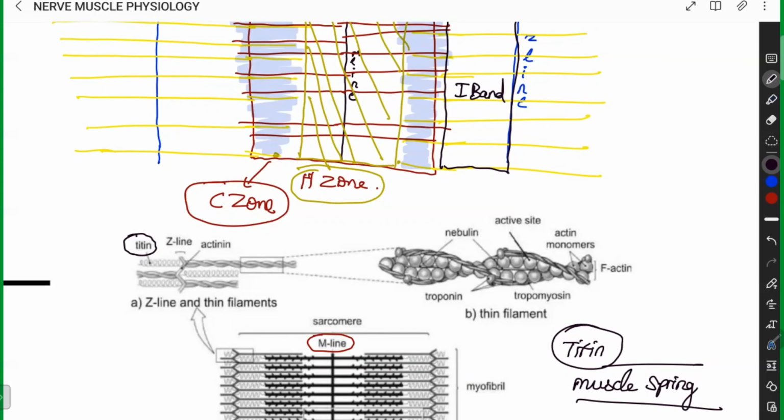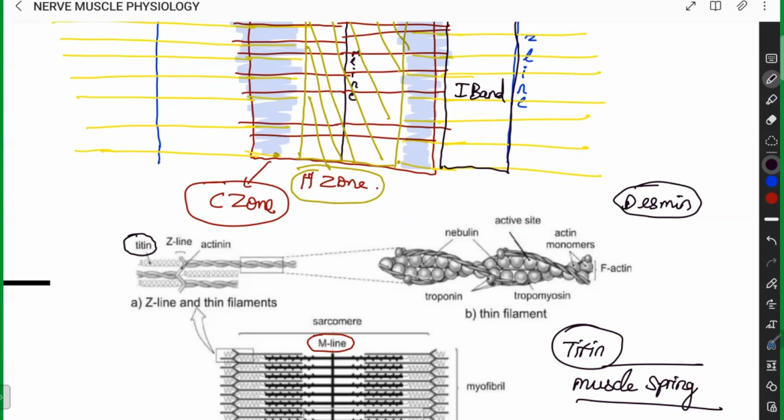You're going to connect your Z line to the plasma membrane. So you have a plasma membrane, right? That is going to be connected with the cell membrane, and the protein that connects your cell membrane with the Z line is called desmin. So this desmin is going to connect your Z line to your plasma membrane.